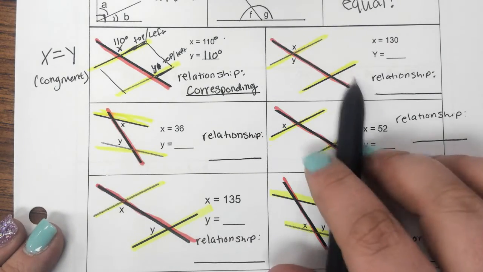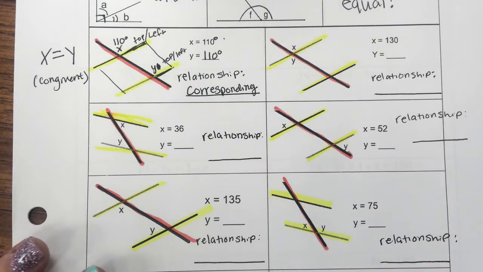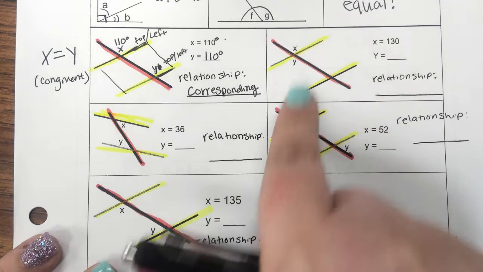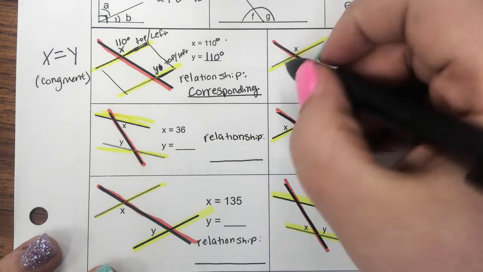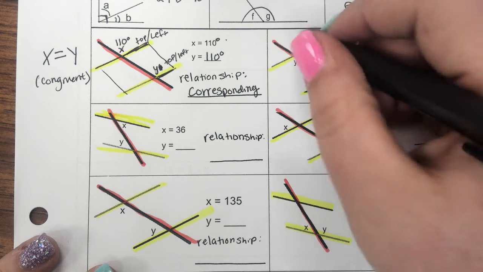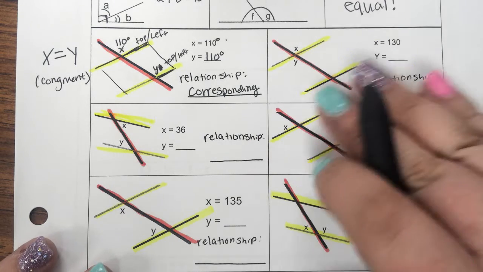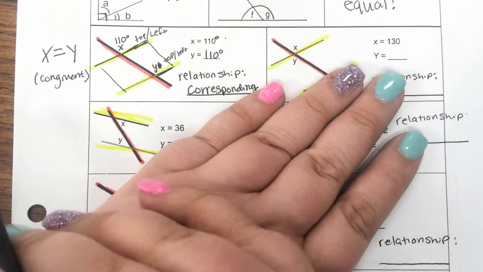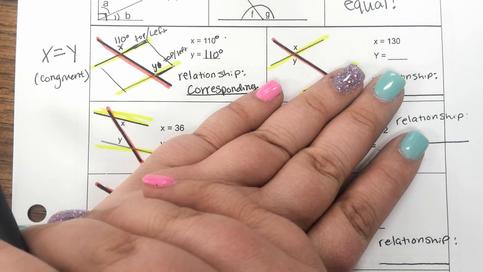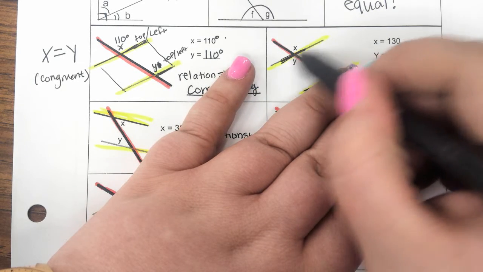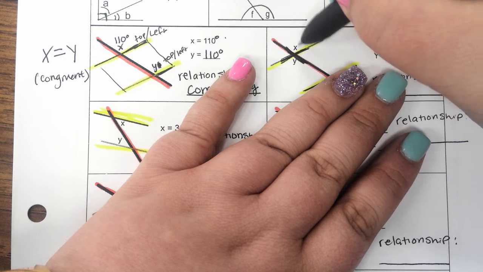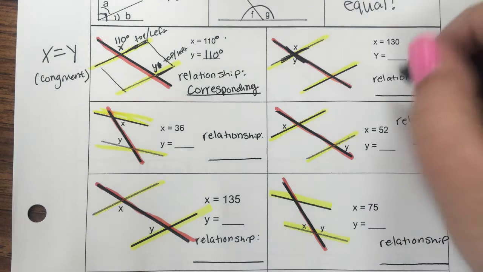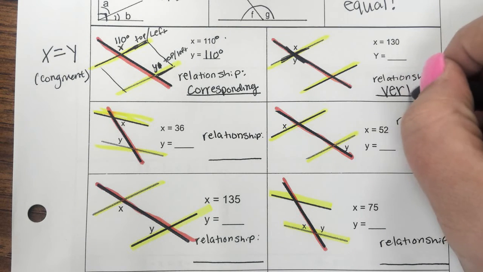Looking at the example to the right of that, we've got X and Y stacked on top of each other in a vertical line. Now we are on one of the parallel lines, not dealing with the bottom parallel line here. If I'm on one parallel line, that means my options are adjacent or vertical. I notice that X and Y are across each other in an X shape, which would mean that those angles are vertical.